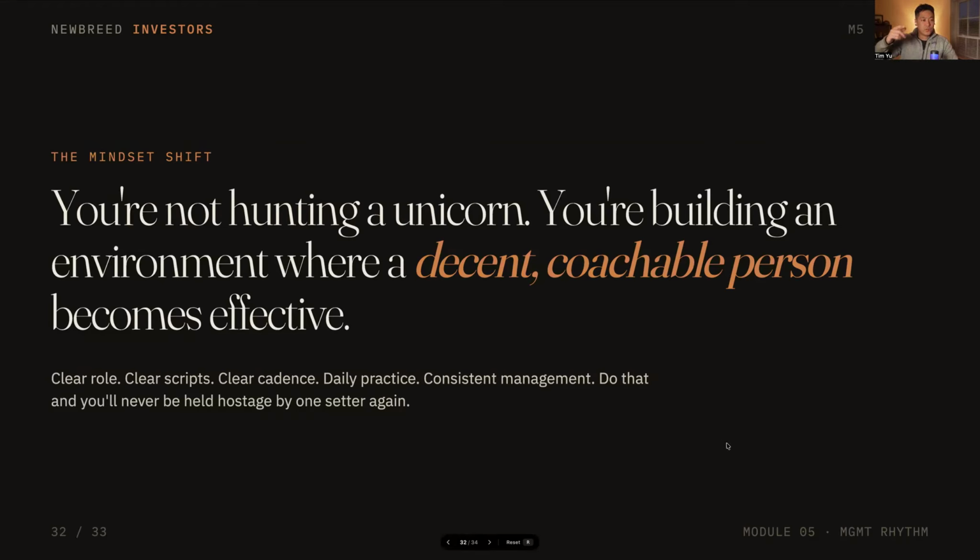Okay. Mindset shift. You're not hunting a unicorn, you're building an environment where a decent, coachable person becomes effective. You just need someone with good mentality, good emotions, good grit, and they can stay through the process.